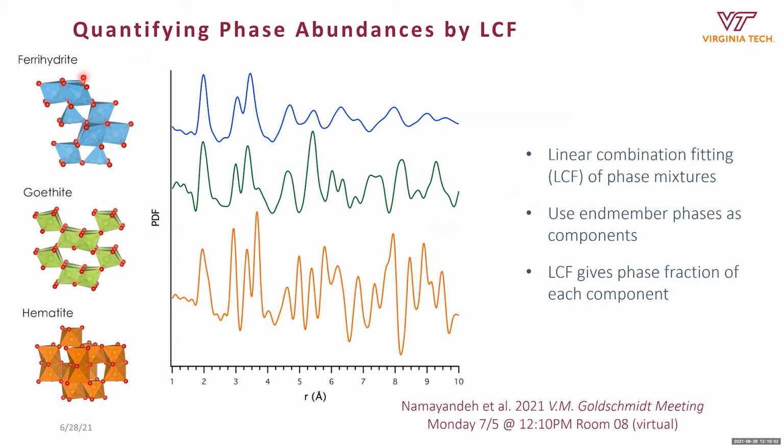And so we've been using this method to quantify the abundances of phases using linear combination fitting. So this is work being done by my student, Ali Namayande, who's presenting at Goldschmidt, if you're interested in checking out his talk. And so what we do here is when we have a mixture of samples, some of which might be nanophase or nano-sized, and we want to know what abundances they're present in, we can basically use linear combination fitting, where we take spectra or patterns of the end members. So here we have pure phases of ferrihydrite, goethite, and hematite, and then we can use LCF to determine the phase fractions in a mixed sample.